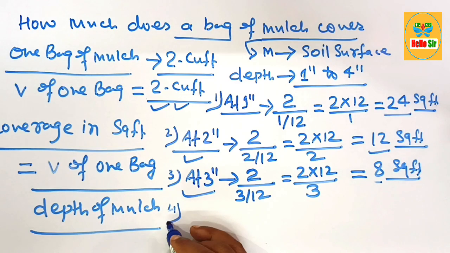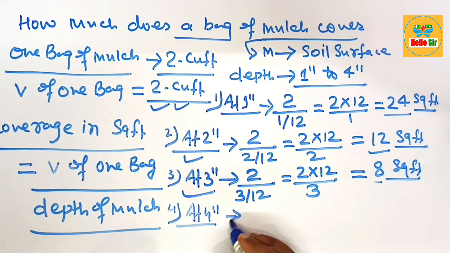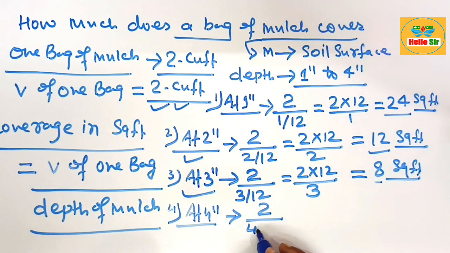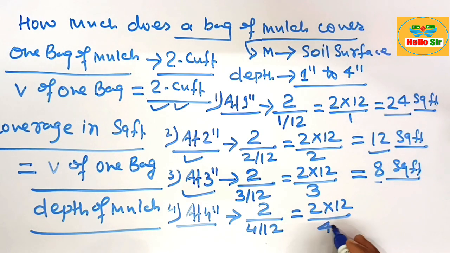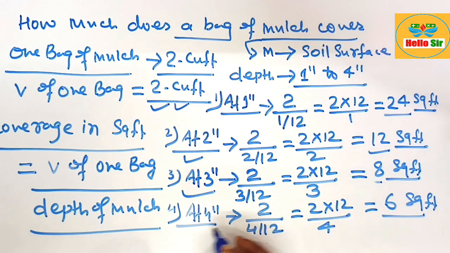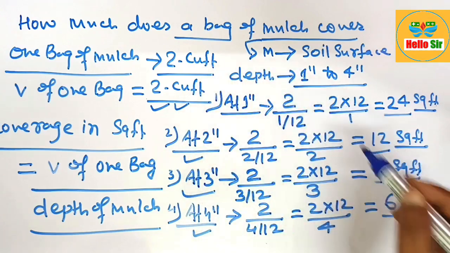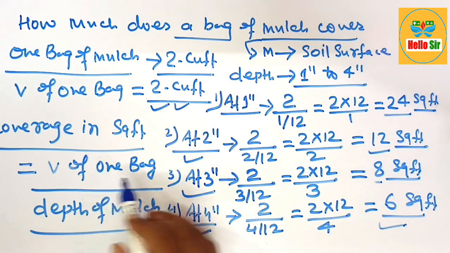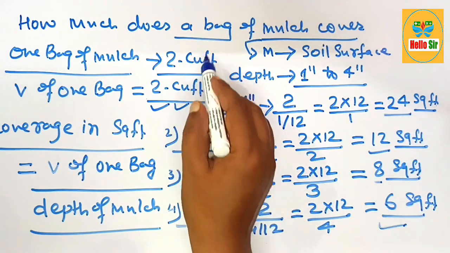Now calculate the coverage at 4 inch deep. The 2 cubic foot volume of one bag divided by 4 by 12 is 2 multiplied by 12 divided by 4, which comes to 6 square feet. It means at 4 inch deep, one bag of mulch, that is 2 cubic foot, will cover about 6 square feet. And this is the coverage area of mulch at different depths for one bag of mulch.